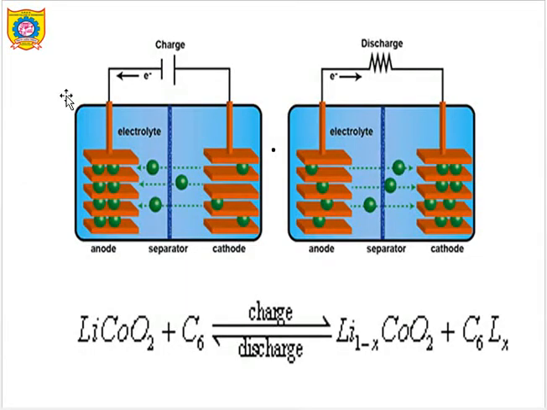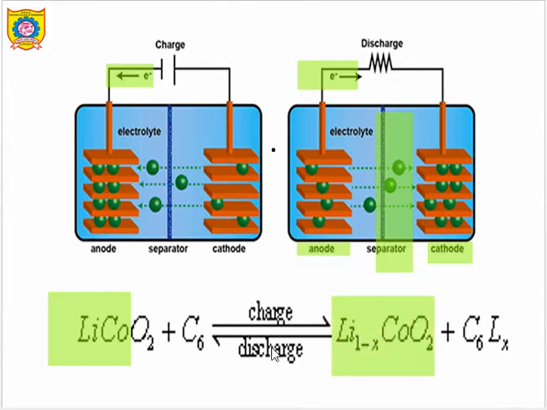Here you can see that electrons pass through the layers of the electrolyte between the separator, the anode part and the cathode part. So the lithium cobalt oxides are formed in the charging and discharging process due to the exchange of electrons.